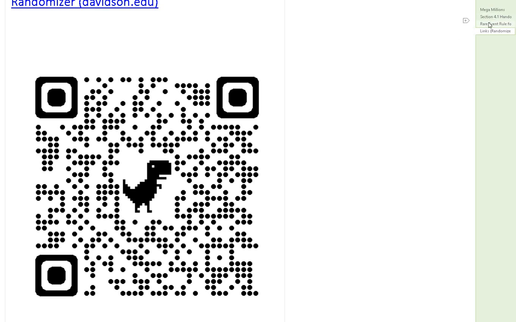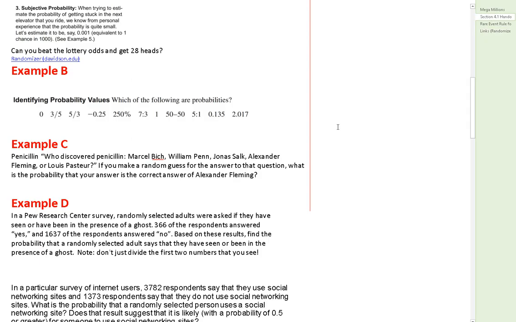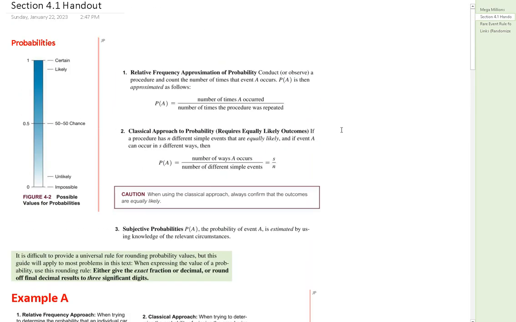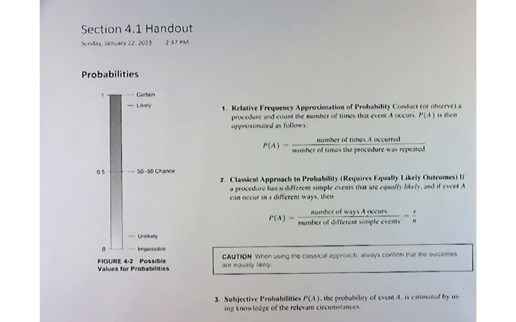So let's talk about some things about probabilities. First of all, probabilities are going to be a number between 0 and 1. And those numbers in there represent various degrees of certainty. So if something happens with probability 1, then it's guaranteed to happen.